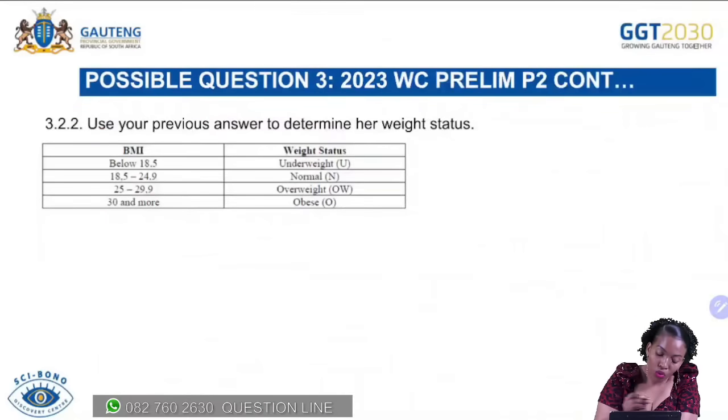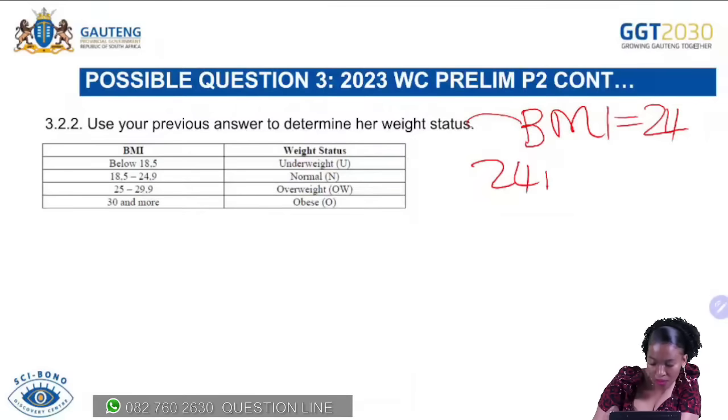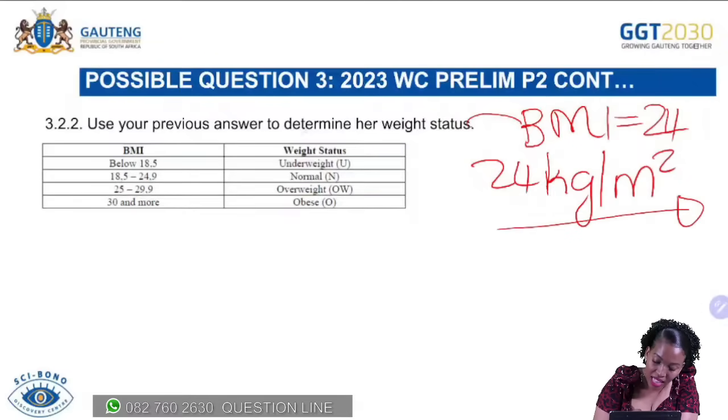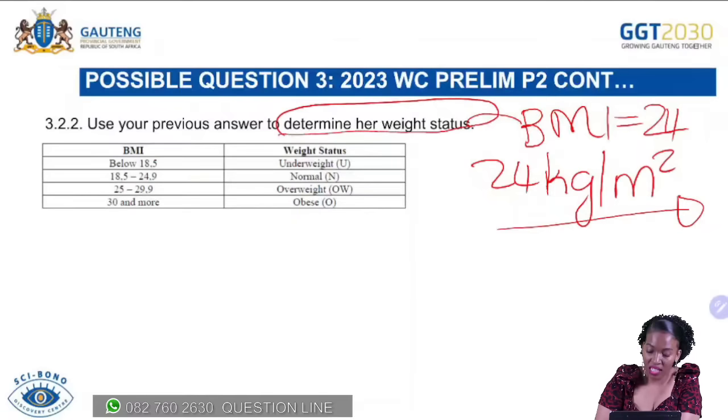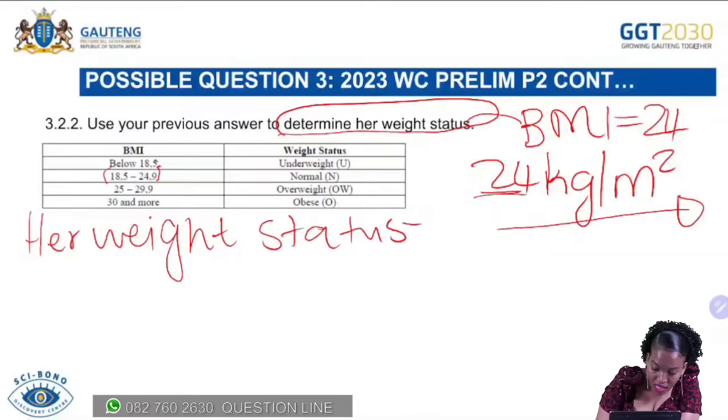The follow-up question: use your previous answer. Remember the previous answer, the BMI, we just calculated it. It was 24 kilograms per meter squared. This was then the BMI. So use your previous answer to determine her weight status. So with the BMI of 24, where is 24? It is here between 18.5 and 24.9. So her weight status is normal. She is normal.